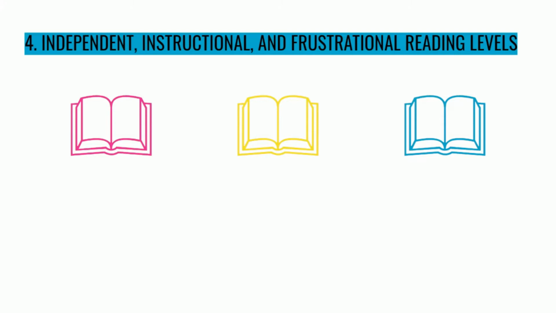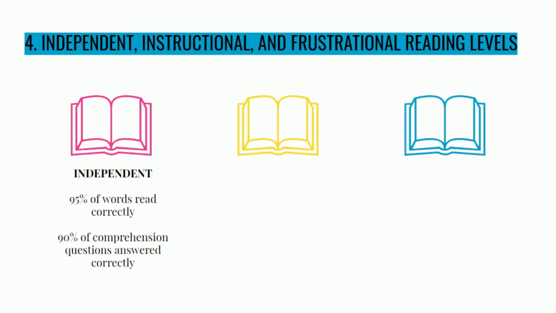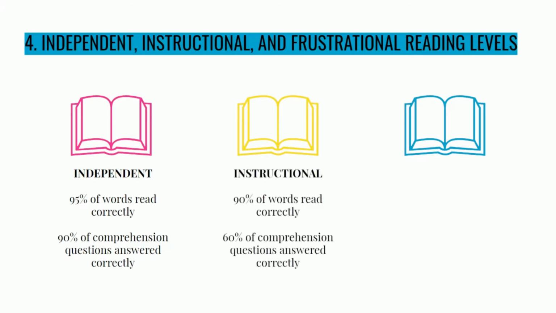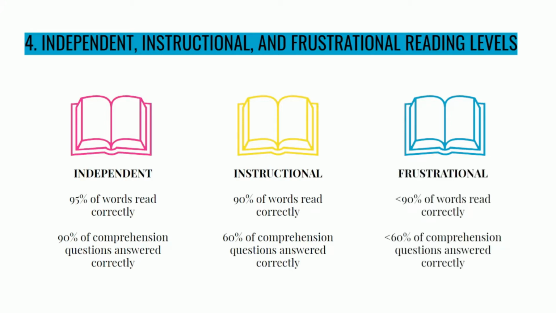Now let's take a look at independent, instructional, and frustrational reading levels and what they actually mean. First, there's independent reading level. This means that 95% of the words are read correctly and that 90% of the comprehension questions are answered correctly. Then there's instructional, which means 90% of the words are read correctly and 60% of comprehension questions are answered correctly. And finally, frustrational, which means that less than 90% of the words were read correctly and less than 60% of comprehension questions are answered correctly.